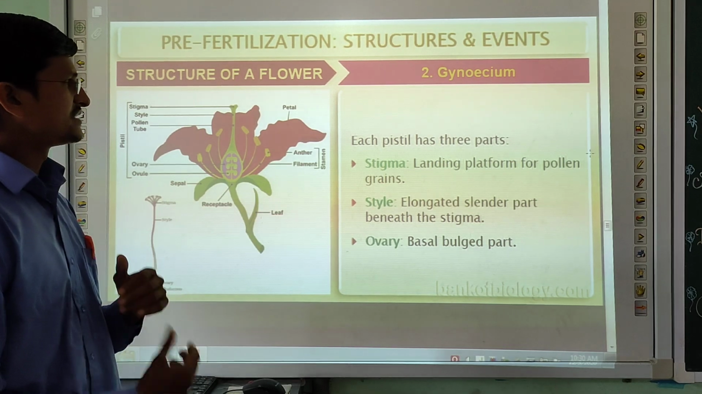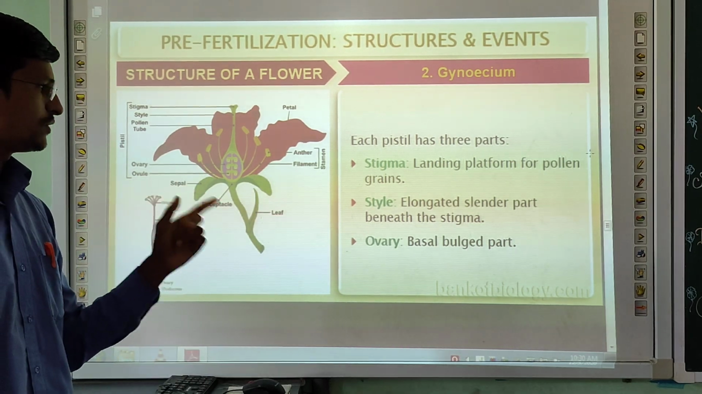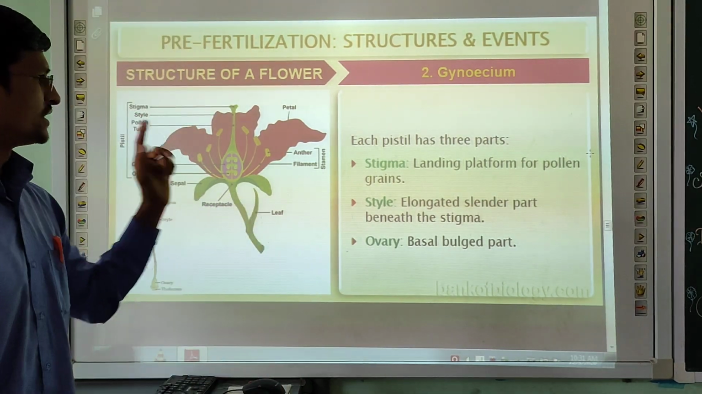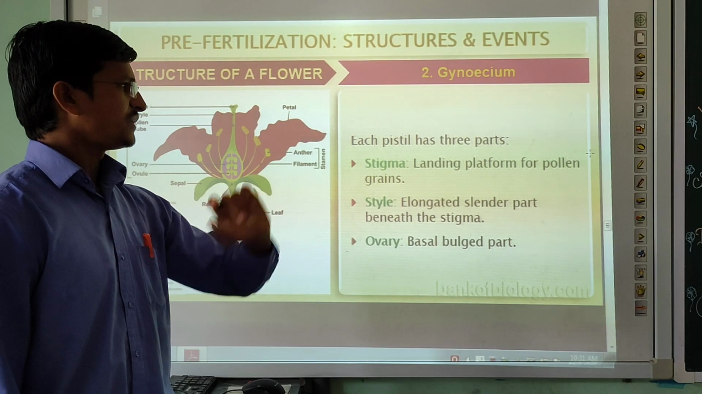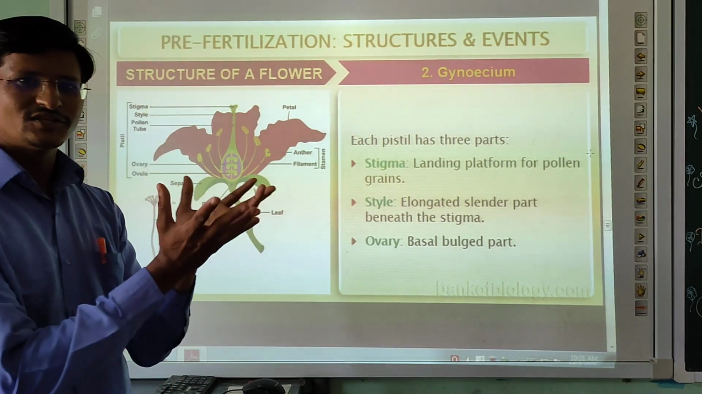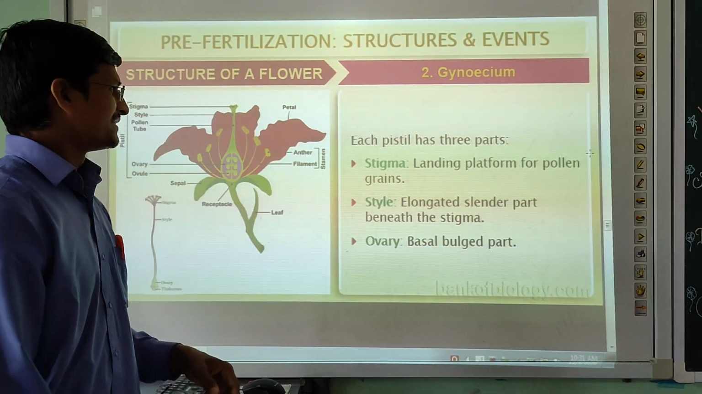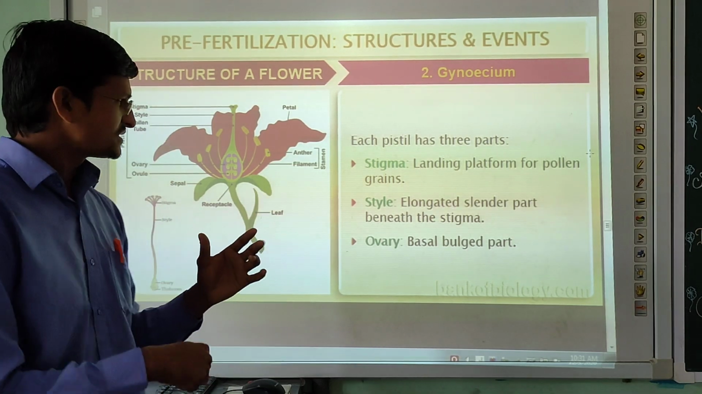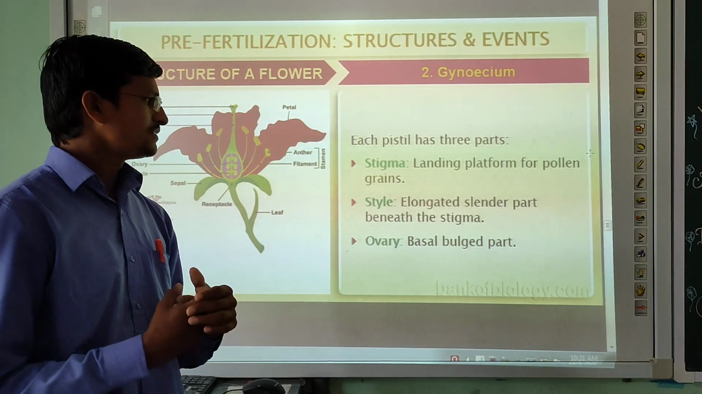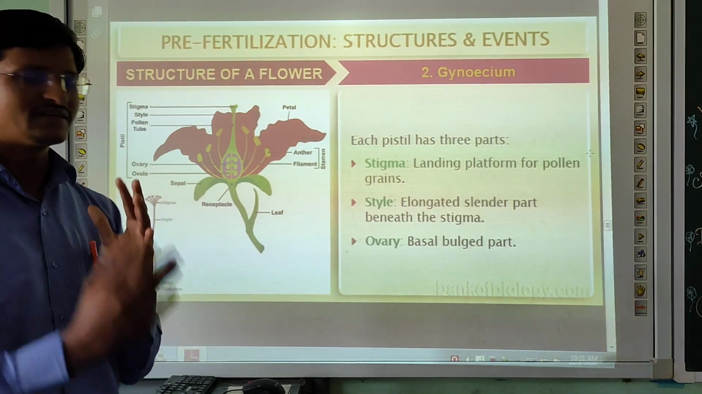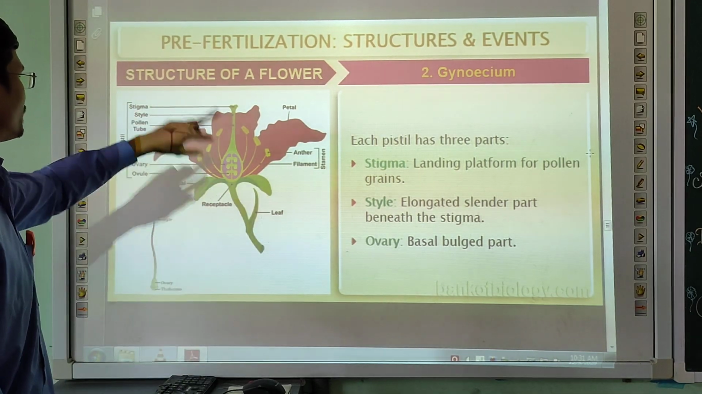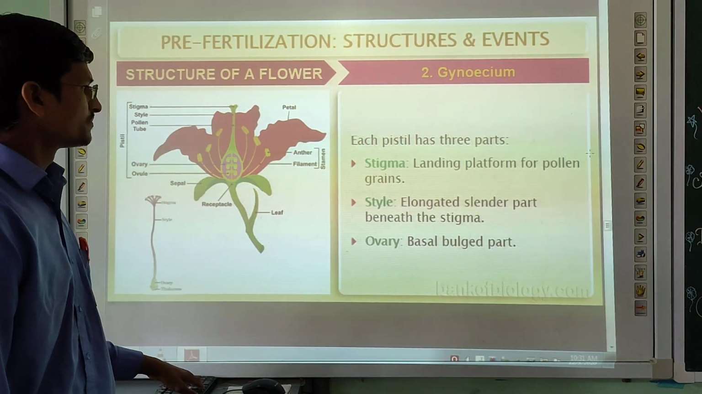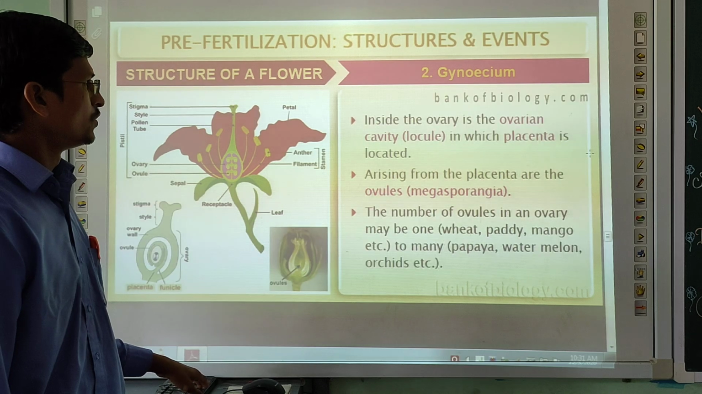Each pistil has three parts: stigma, style, ovary. We already know the functions of each. The stigma is the landing platform for pollen grains, and it catches them. The style is the elongated slender part beneath the stigma, connected with it. The ovary is the basal bulb part, which starts the fertilization. Here you see the whole gynoecium: stigma, style, and ovary.